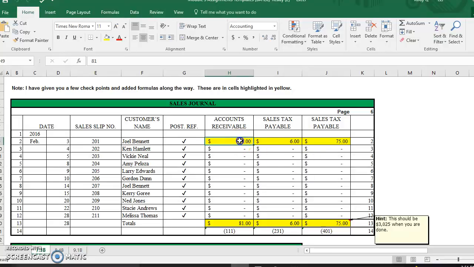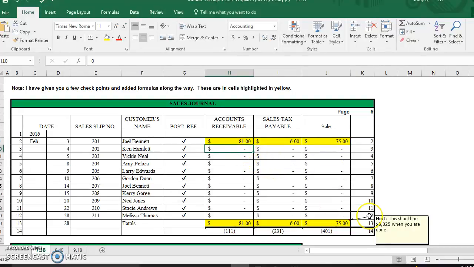It's the same here. So they sold Joel Bennett $75 of supplies with $6 of tax. So it's a total of $81. So your accounts receivable is going to have $81. Your sales tax payable is the $6. And then, excuse me, this one here is actually a little bit mislabeled. That should be just your sales. I will get that fixed. And that will be $75. So your total will be the 81.